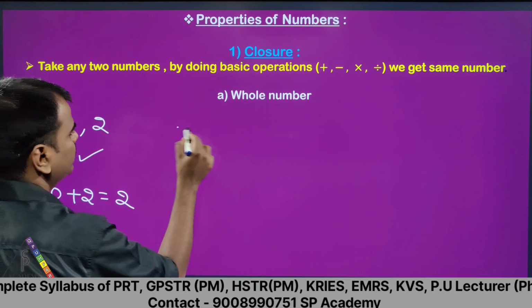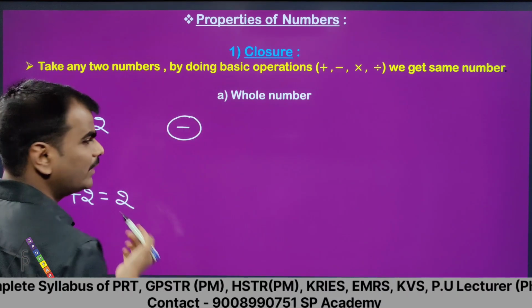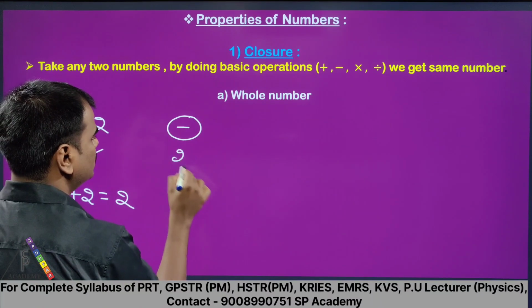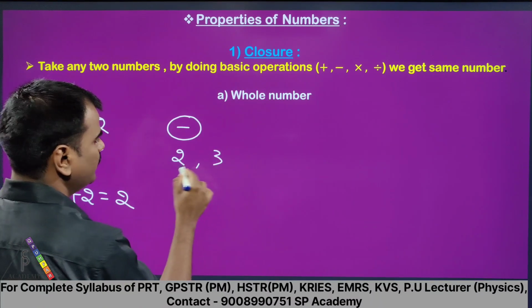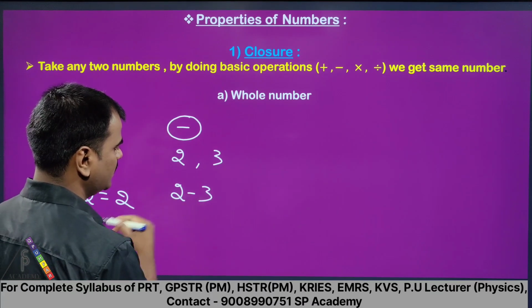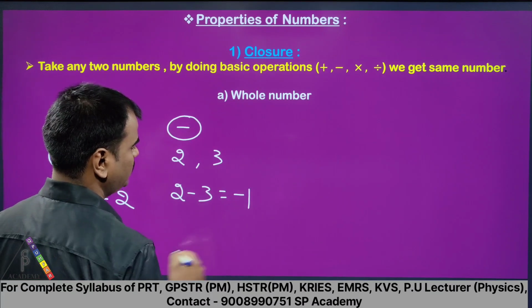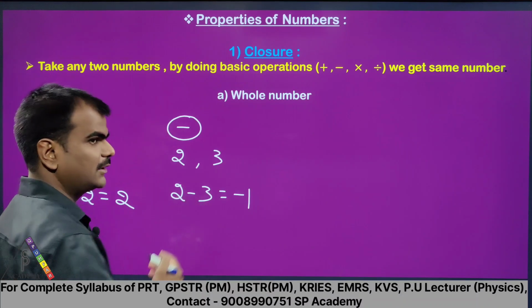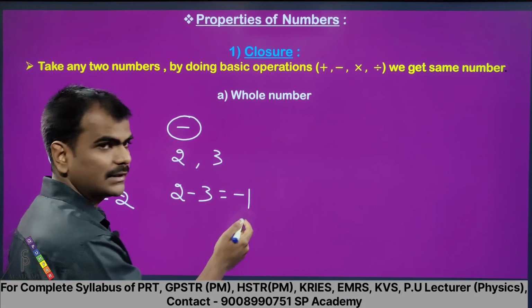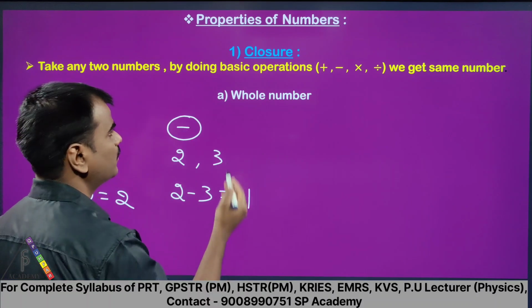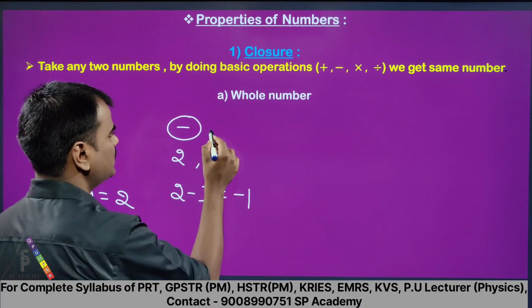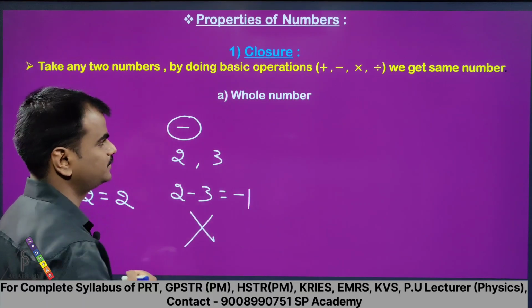Next we will see the subtraction. Now I will take two whole numbers as 2 and 3. When you subtract these two whole numbers, that is 2 minus 3, that is equal to minus 1. When you subtract two whole numbers, we don't get a whole number again, we get an integer. Therefore the closure property for whole numbers under subtraction is not valid.